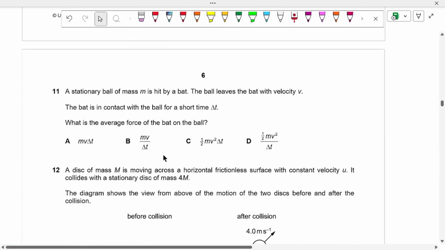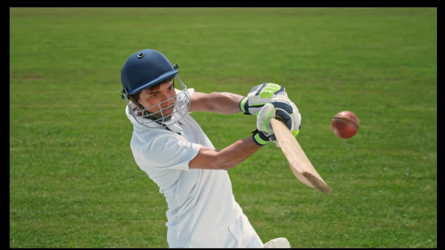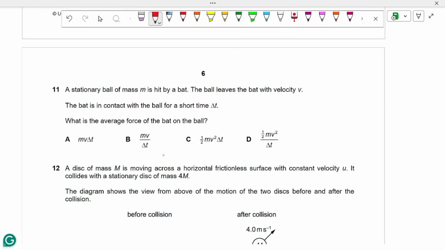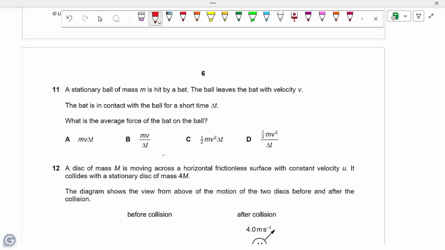Question 11. I give you a bat, right? You're trying to play cricket. I've never played cricket, but I think it's a very fascinating sport. The whole goal basically is you hit a ball, you run, and you run whilst the ball is in the air, so your runs get counted or something like that.